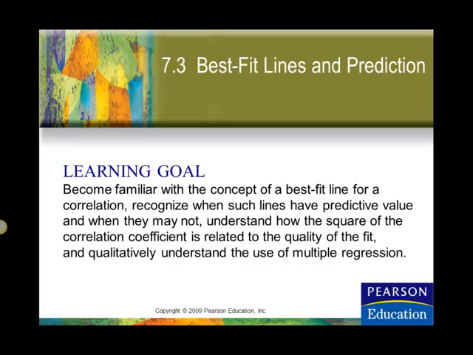Okay, so in 7.3 we're going to be talking about the best fit line and prediction. Another word for best fit line that you may hear more commonly is regression line. This allows us to take the correlations that we've found and create a line that we can draw through our points to say this is what the trend looks like. That's another form of it. And in Excel, they call it a trend line.